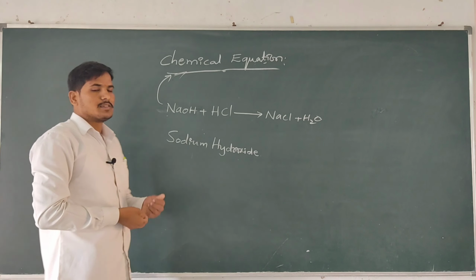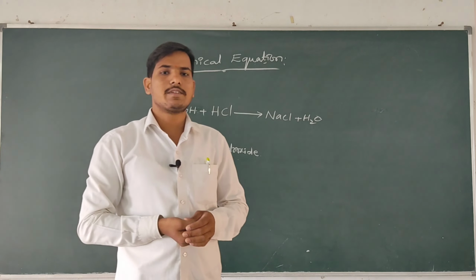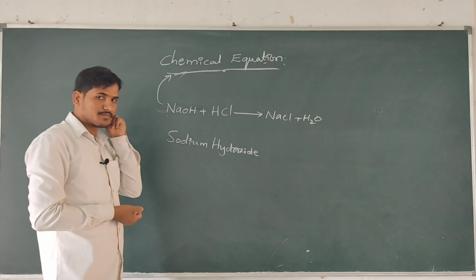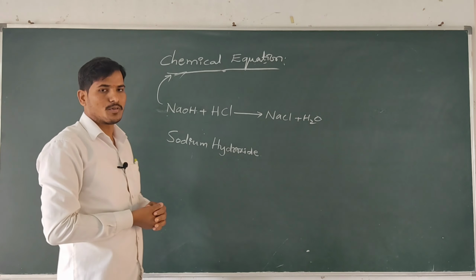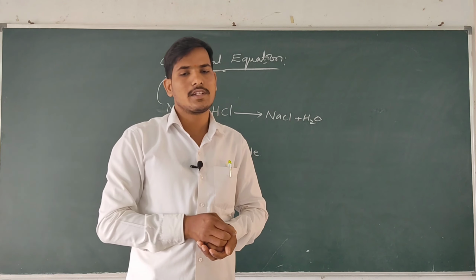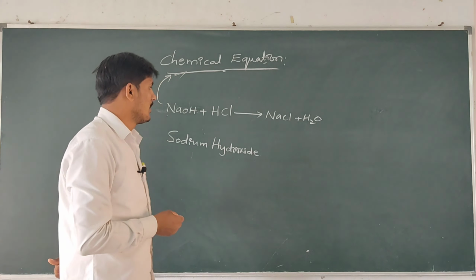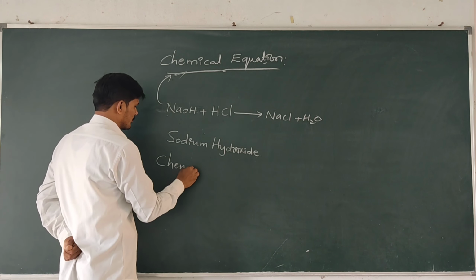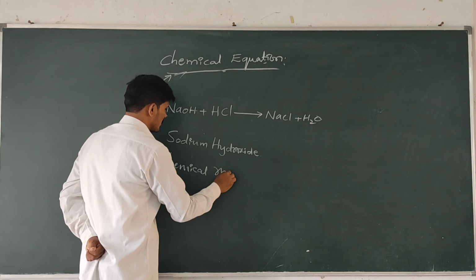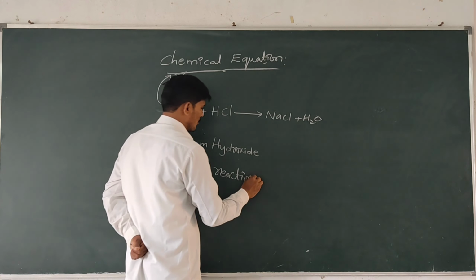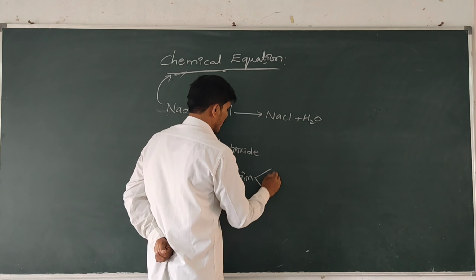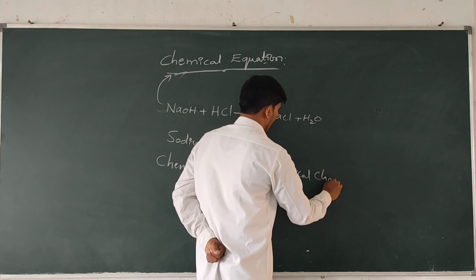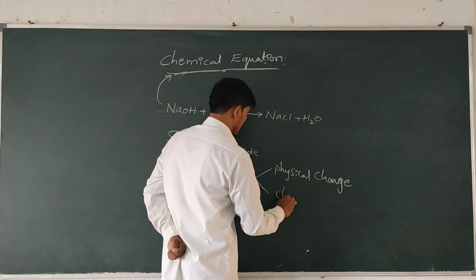Changes that occur in our surroundings are classified into two types. They are physical change and chemical change. First one, physical change, and second, chemical change.